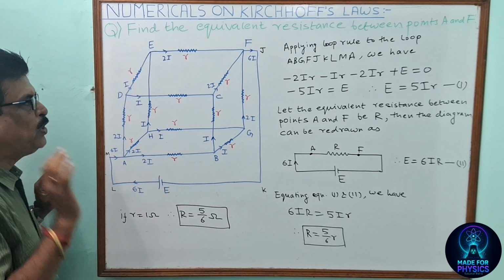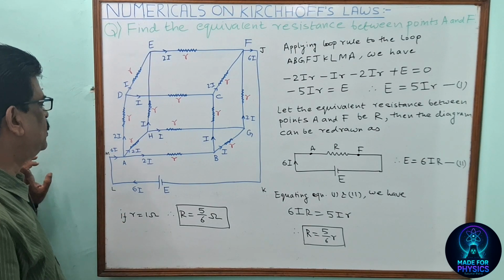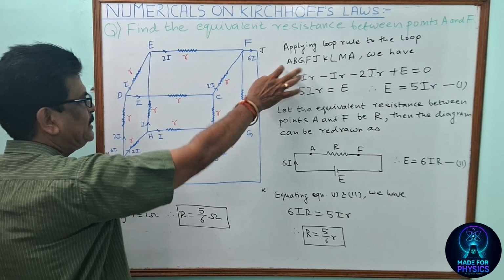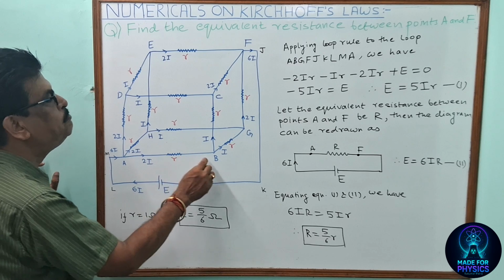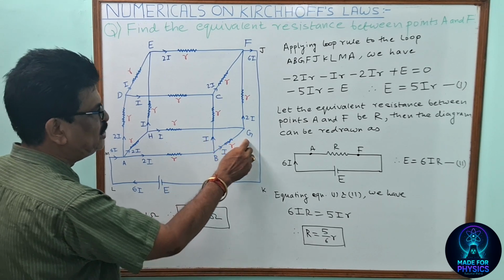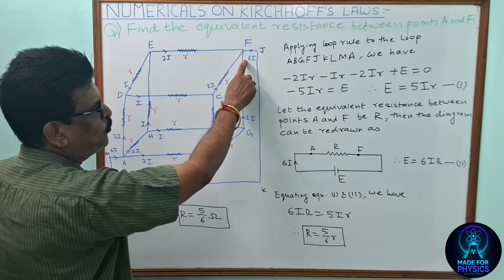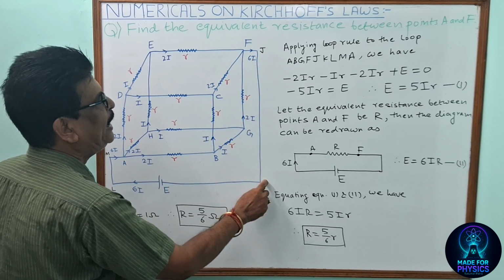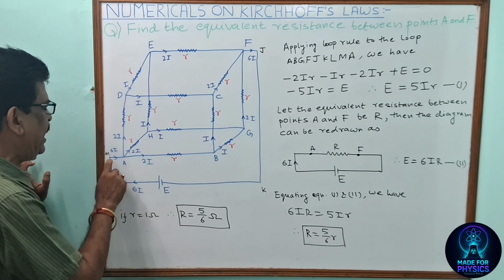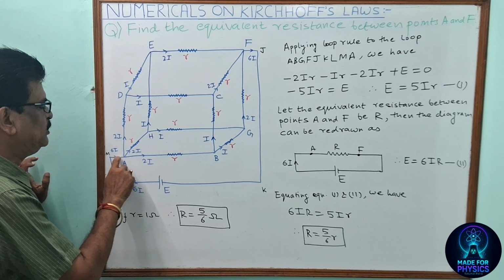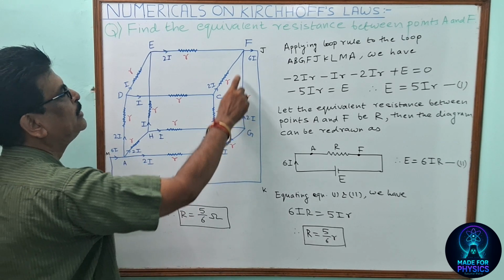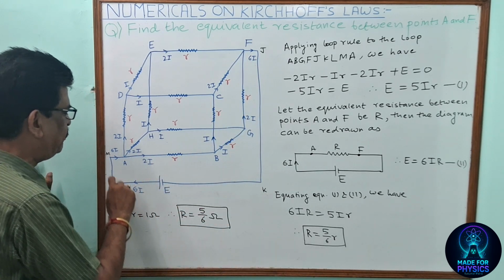Now we're going to apply Kirchhoff's loop rule over the loop. As you can see, that is A, B, G, F, J, K, L, M, A. So along this path, Kirchhoff's loop rule will be applied.